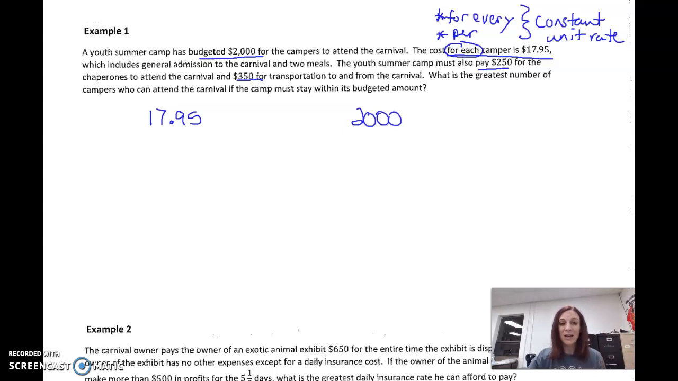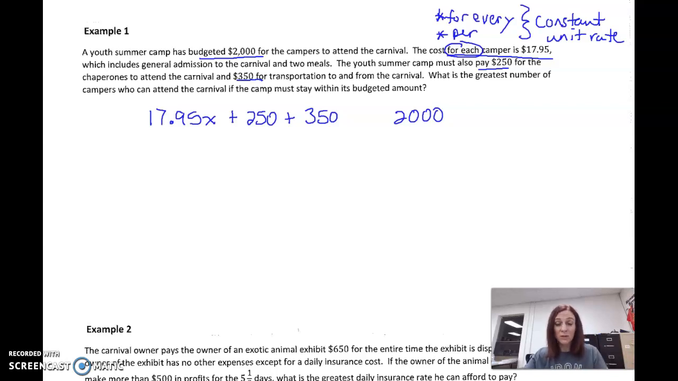So I'm going to take 17.95 times, and I'm just going to use x. Whatever that ends up being, plus $250 for chaperones and $350 for transportation. Let me spread this out a little bit. I can't go over 2,000. That's it. That's all I budgeted.